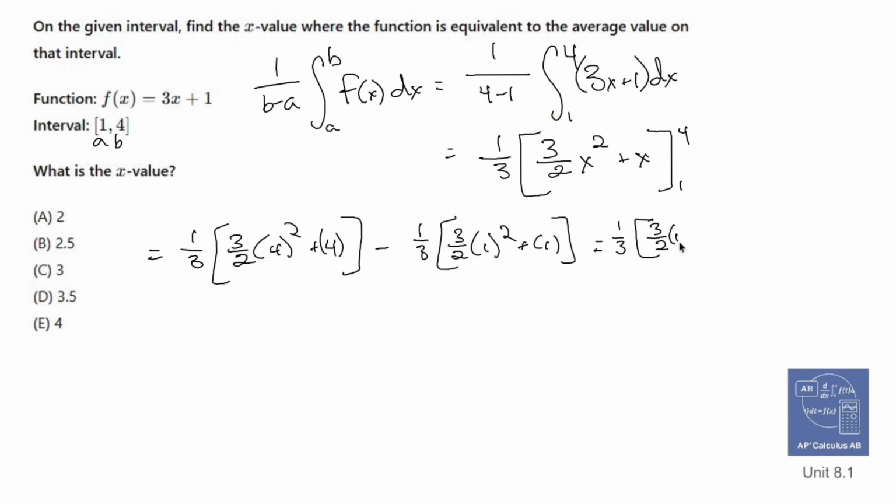4 squared is 16 plus 4 minus 1/3, 3 halves, 1 plus 1. All right, I can do that. 1/3. So 3 halves of 16 is going to be 24. 24 plus 4 is 28, so that's not going to simplify nicely. That's great. Minus 1/3 of 3 halves times 1 is 3 halves, plus 1 is going to be 5 halves.